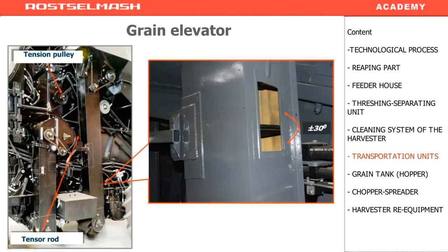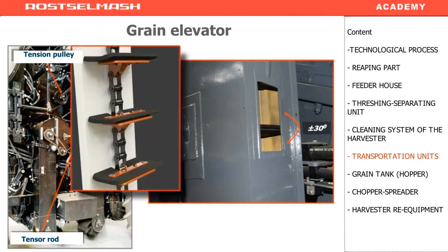The grain elevator and tailings elevator are located on the right side of the harvester. It has a transporter tension adjustment. To detect if you need to adjust the tension, open this hatch, grab the blade and try to incline it up or down. The acceptable inclination angle is 30 degrees.